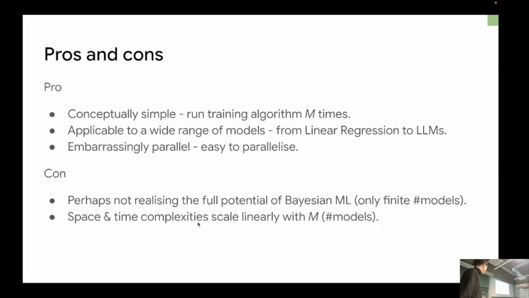The downside of this is that it's kind of simple and it does not realize the full potential of Bayesian machine learning, which is in the promise of training an infinite set of models. And space-time complexity scales in a dumb way. It's linear in the number of models.